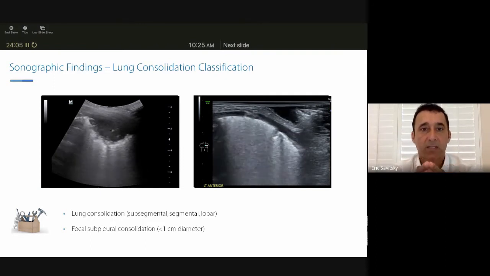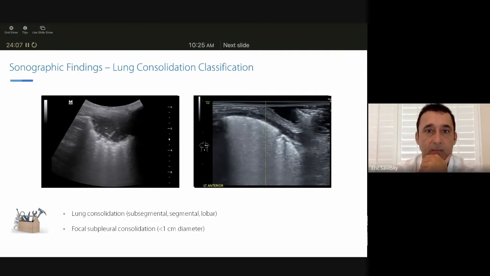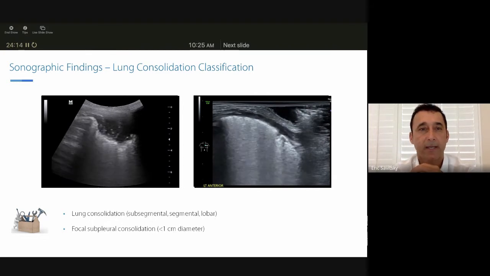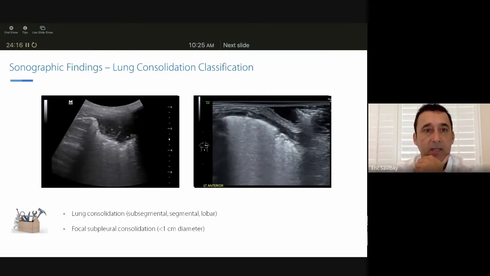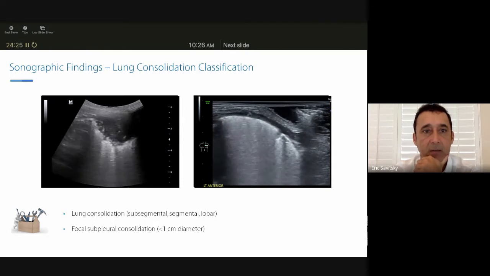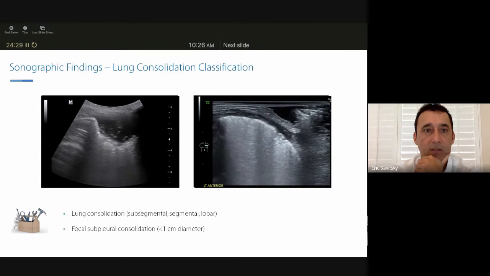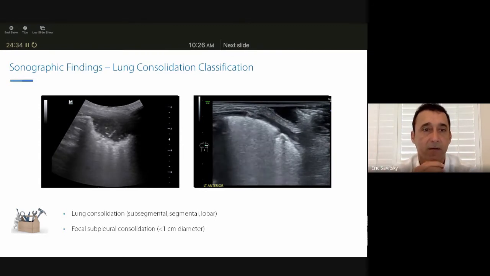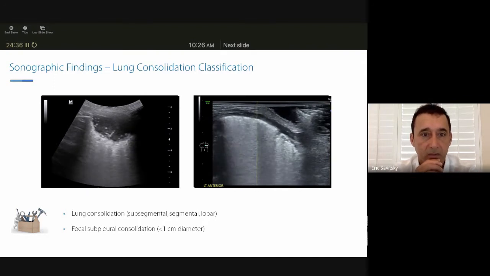So when you scan and you dynamically look at the images, these are transverse oblique images. The image on the left is obtained with a curvilinear transducer. And here, once again, you see a focal consolidation. It's relatively large, like 4 or 5 centimeters, with irregular margins. You see some dynamic air bronchograms, where you see air moving to and fro that's trapped in here, and that's very suggestive of a bacterial pneumonia.